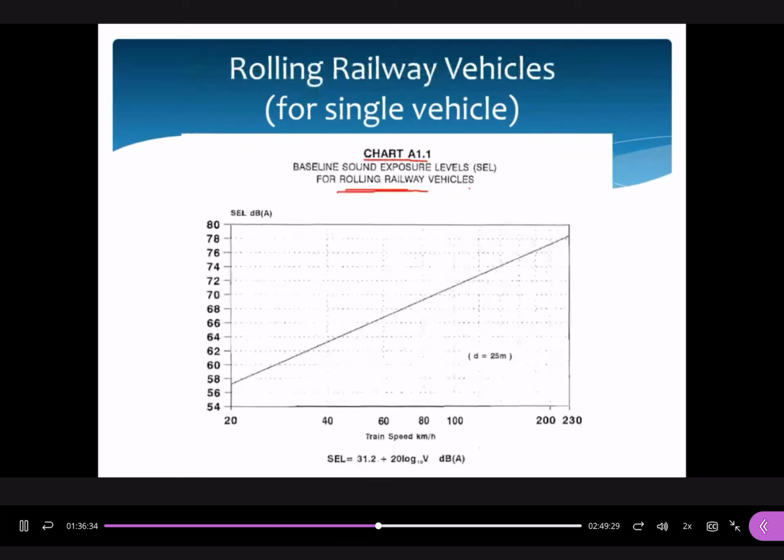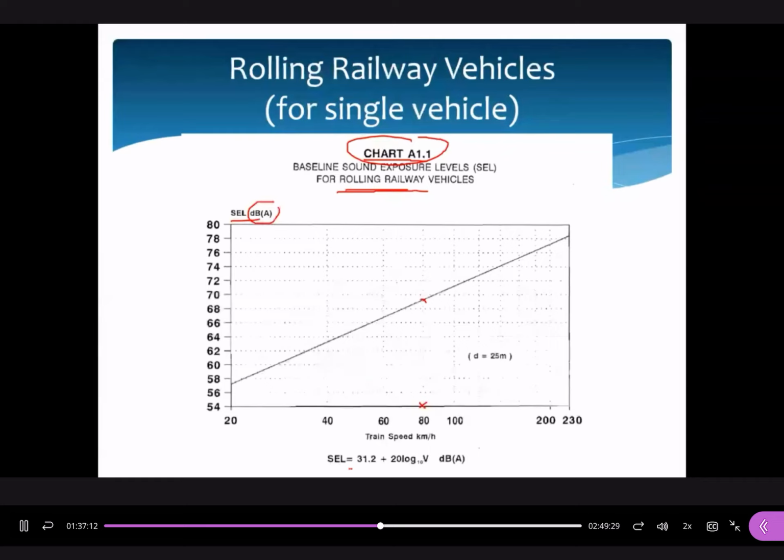Remember, when you refer to these documents, we have two train types. The first one is the rolling type. Rolling type means that the major dominant noise source effect is from the rolling noise, and it is driven by electricity. When you take a look at chart A1.1, this is the sound exposure level, and this is the speed. Let's say if the speed is 80, the sound exposure level is here, about 69. The unit is dBA.